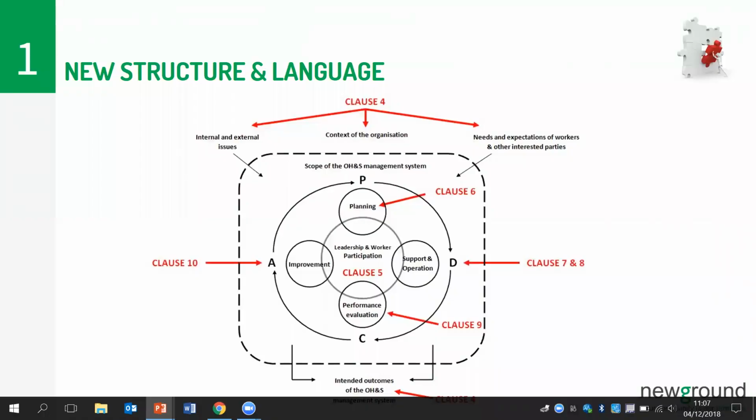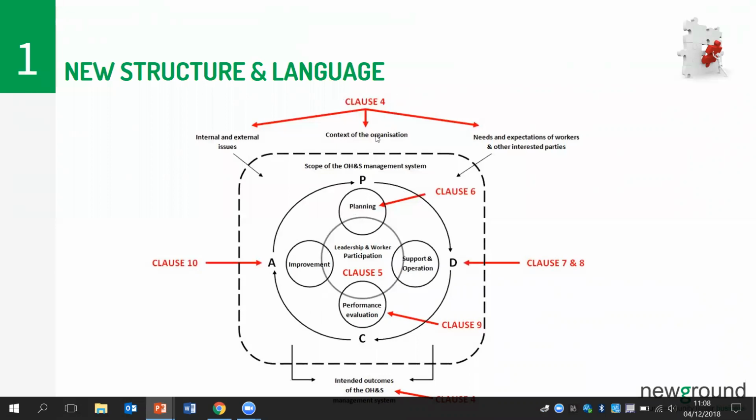I'm just showing you quickly there the structure of the standard. You can see here, if you can just see my cursor, the Plan, Do, Check, Act cycle is still central to this diagram, through the planning, support, performance evaluation and continual improvement. So it's still designed to follow the similar principles that were set out in 18001 as a means of driving continual improvement. In the diagram, you'll also see that I've put references on here to the clause numbers.